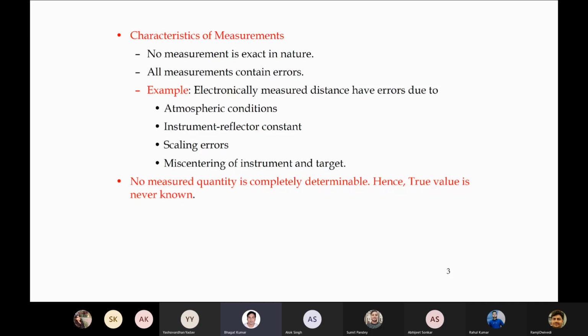Yes, anyone? Noise from someone? Microphone? Yes, sir. Who is it? Sir, Bhagat. Yes, sir, how much amount of error is acceptable? What percentage of error?